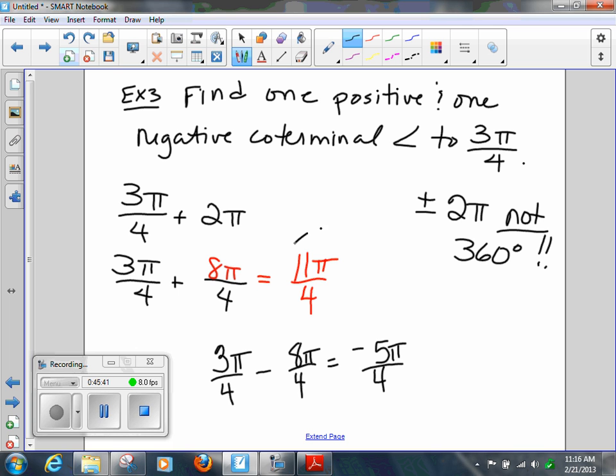Do you guys get that? Do you understand? 8 pi over 4 is equivalent to 2 pi. So I know that if I have 4 in my denominator, I've got to have like denominators. Okay? 2 pi is equal to what? 360 degrees. I can't use 360 now. I've got to use 2 pi. If I start in radians, I end in radians.